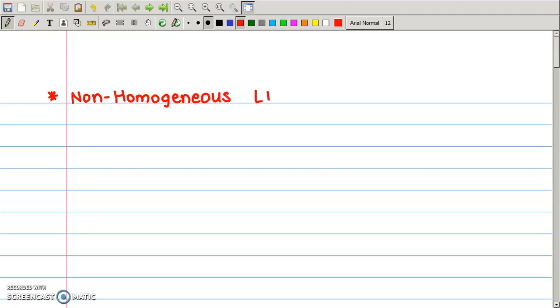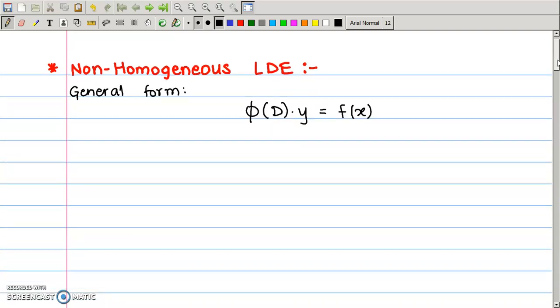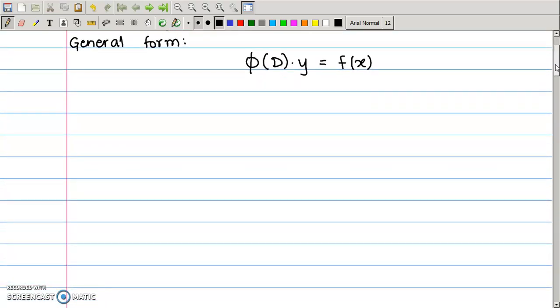So general form of non-homogeneous differential equation is an auxiliary equation containing differentiation operator D operated on dependent variable y, and it is equated to f of x. Here f of x is a non-zero function. It may be constant or it may be any continuous function of x.